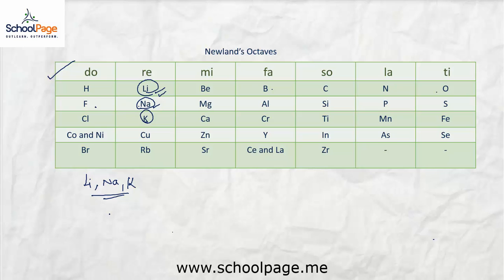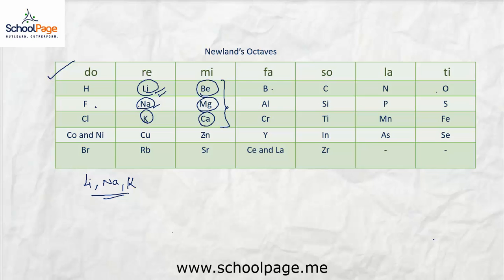Now let's move on to the next group. If we take beryllium as the first element, then the eighth element from beryllium is magnesium, and magnesium has chemical properties similar to that of beryllium. And calcium, which is the next eighth element from magnesium, also has properties similar to that of magnesium. So all the three elements follow the law of octaves and hence form a group. Newland's classification of elements based on the law of octaves stopped at calcium.